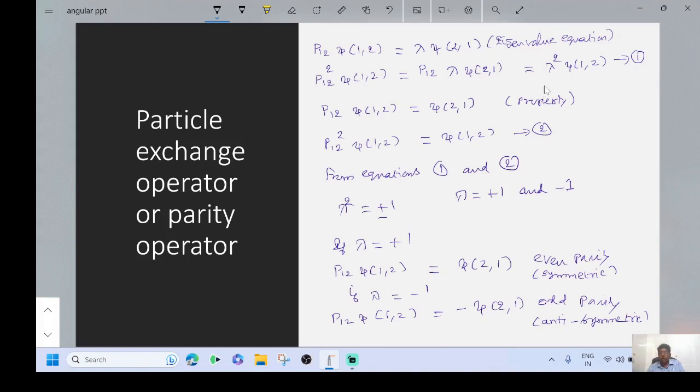From equations 1 and 2, lambda square is equal to 1, not plus or minus 1. Lambda square is equal to 1. Therefore, lambda equals plus 1 and minus 1. If lambda equals plus 1, P12 psi of 1 comma 2 equals psi of 2 comma 1, even parity. That is, the wave function is symmetric. Suppose lambda equals minus 1, psi of 1 comma 2 equals minus psi of 2 comma 1, odd parity. So the wave function is antisymmetric.